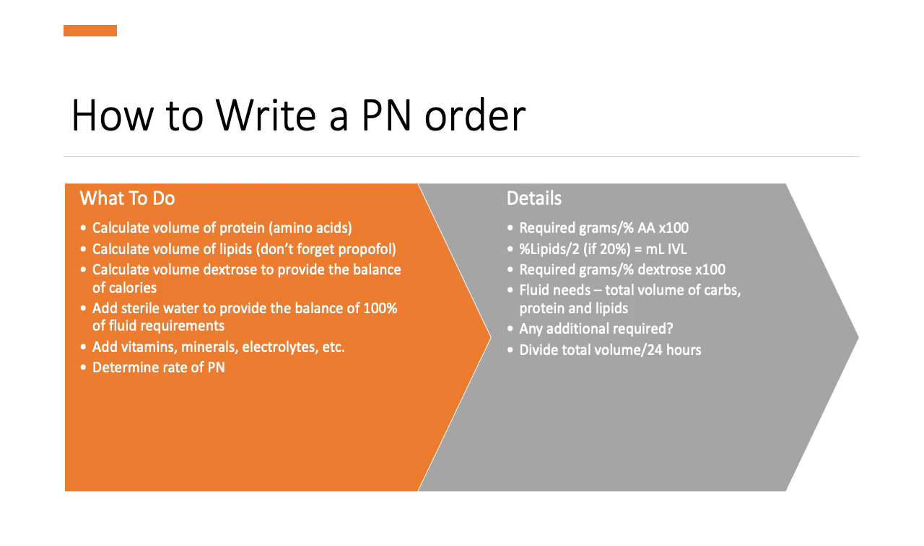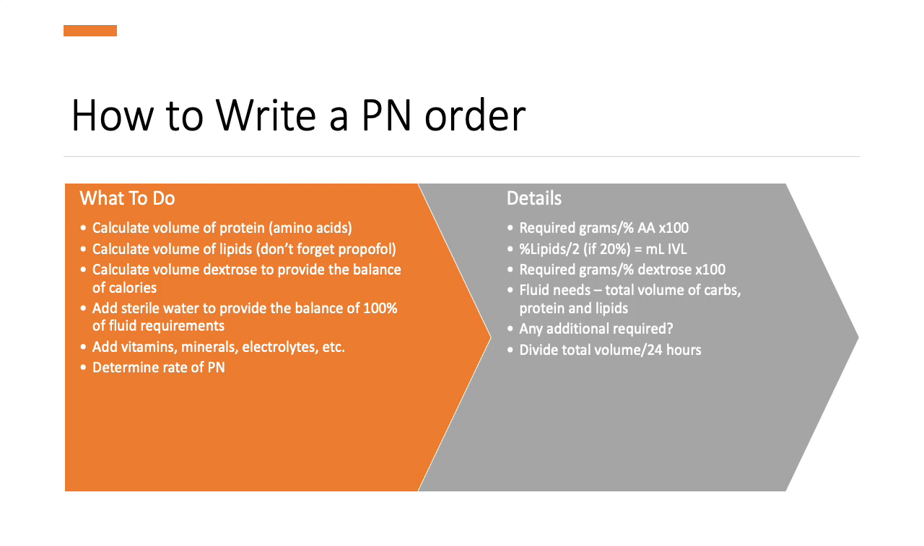Step 2, we're going to calculate the volume of lipids for the PN formula. And don't forget to account for any propofol if your patient is receiving this sedative. Step 3, we're going to calculate carbohydrates to complete the PN formula, the macronutrients. Step 4, if this is a PPN, we're going to calculate the osmolarity to make sure it's less than 900 milliosms per liter, and then we'll make any adjustments if necessary.